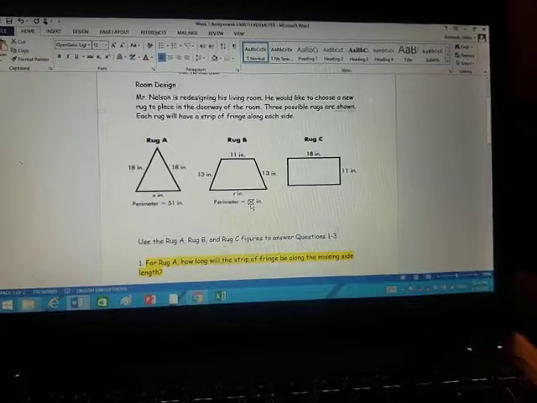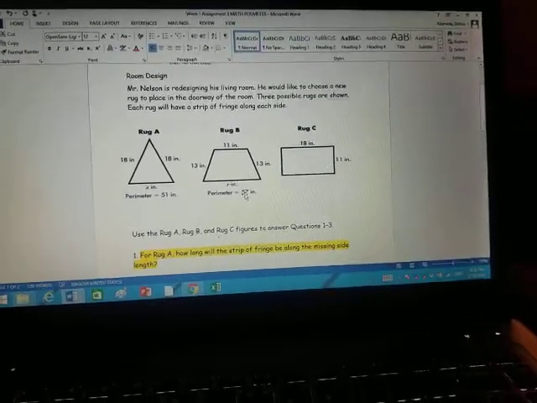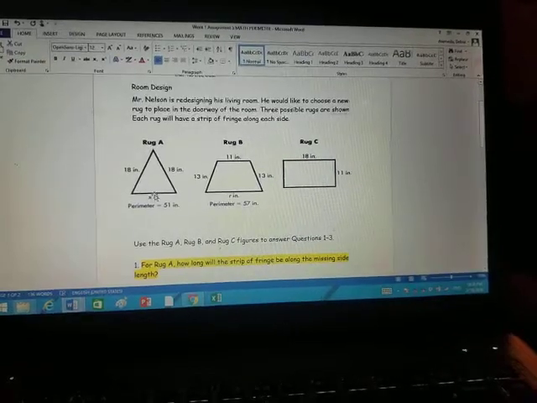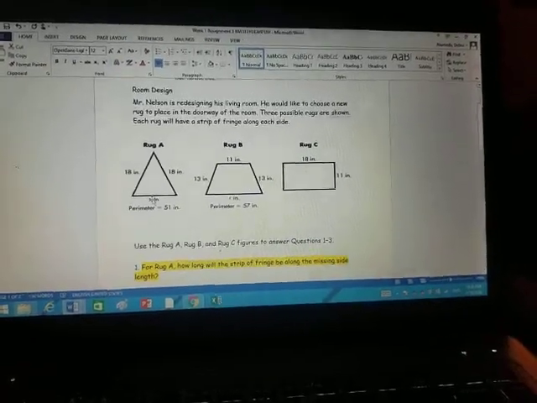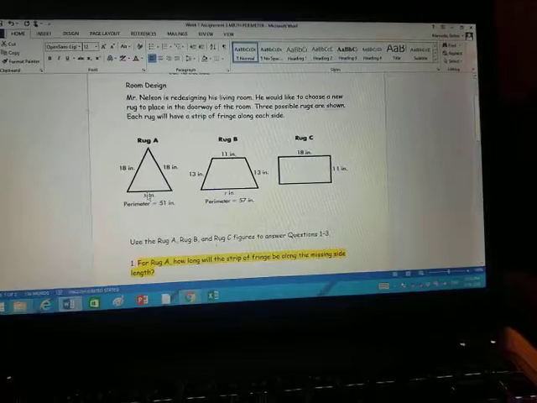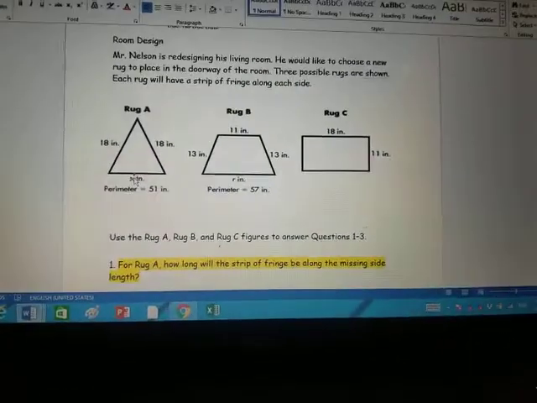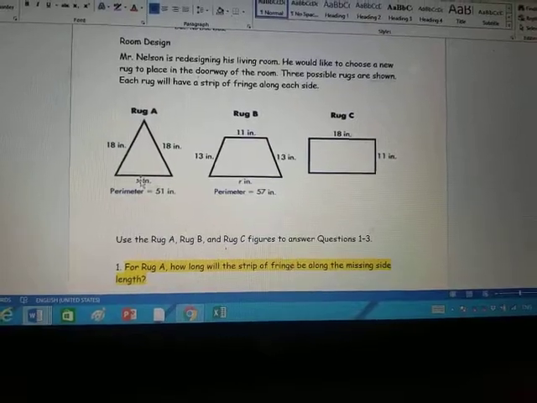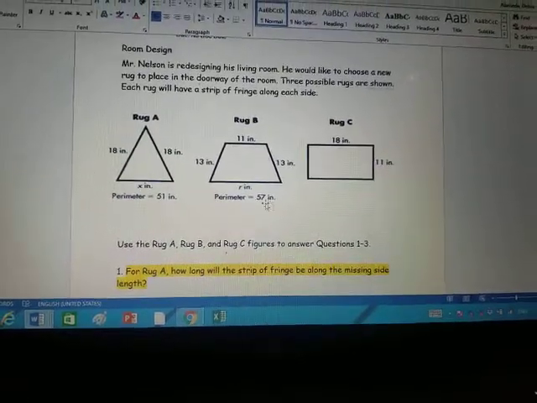Now remember, to find the perimeter of something, you need to add the sides all together. But if you're missing a side, you need to find out what that side is in order to complete the problem. Now remember, Khan Academy has a video that will show you how to do it, but I also will explain how to do it.